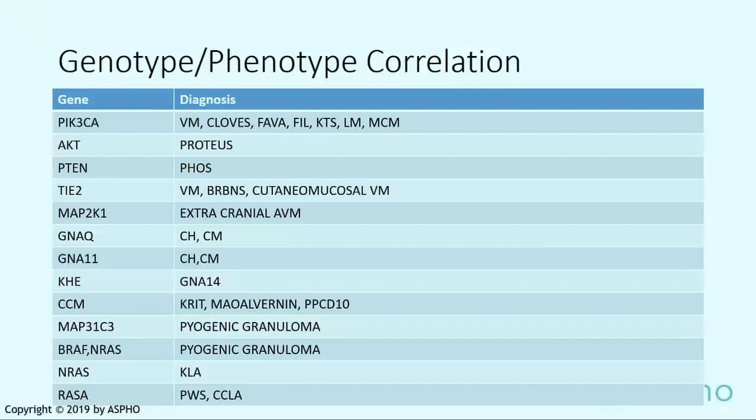AKT is involved in Proteus. We have PTEN, so hamartomatous high flow lesions that can happen with patients with PTEN. PTEN patients can also have AVMs. We know that there are different mutations for intracranial and extracranial AVMs. And hopefully with all this information that we have, we will be able to find more medical therapy, which is the medical therapy that's actually being used for cancer, so that we can have more of an armamentarium to take care of these patients.